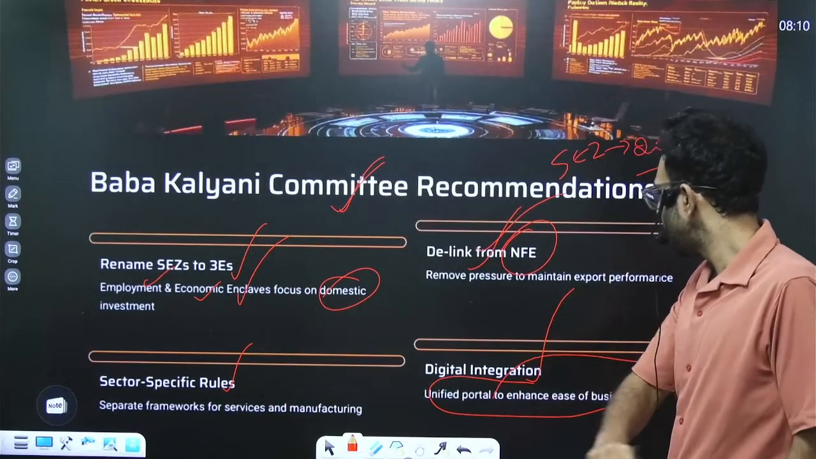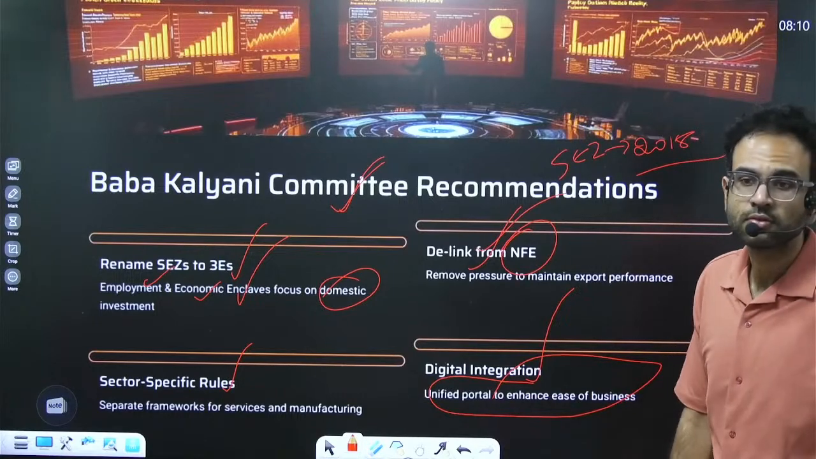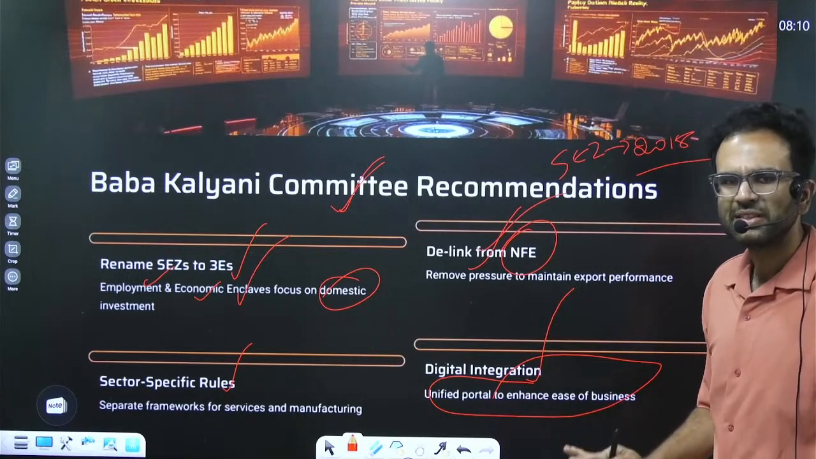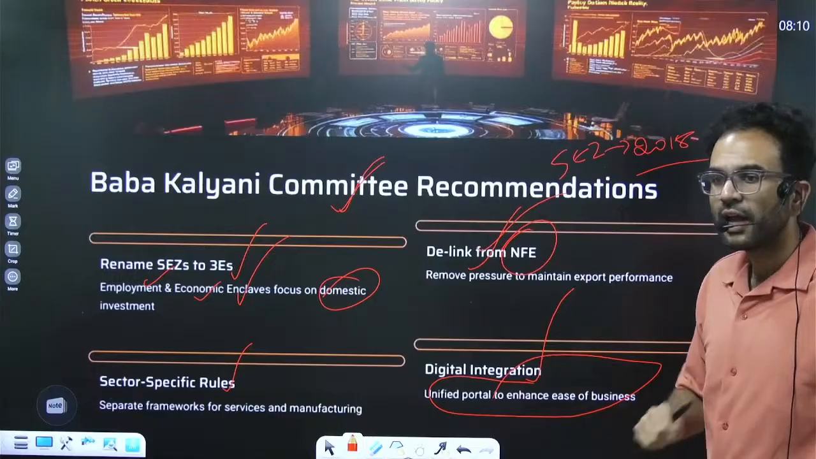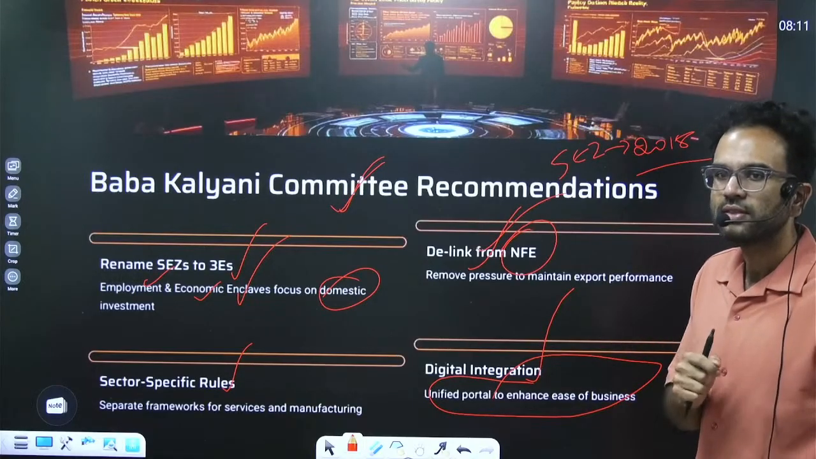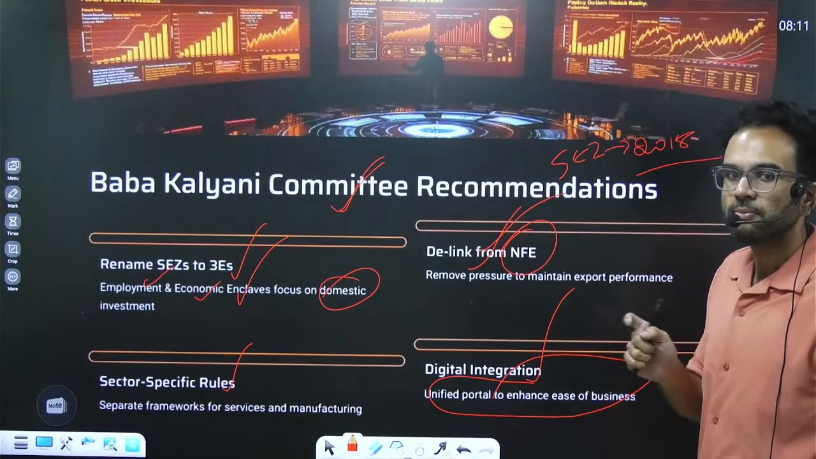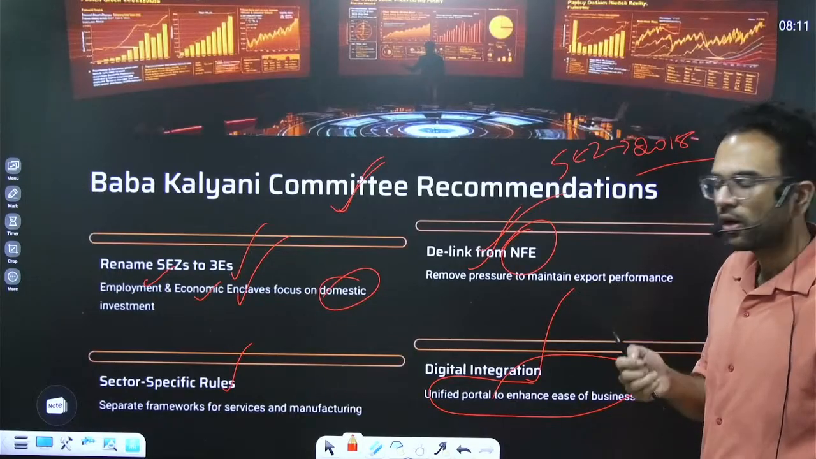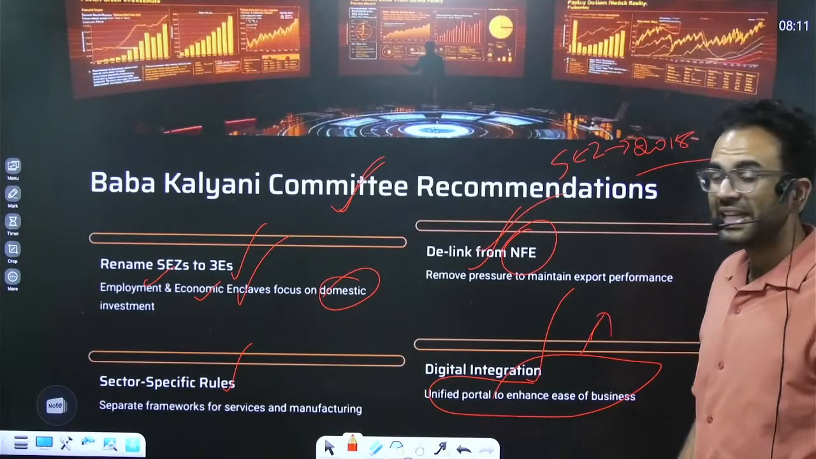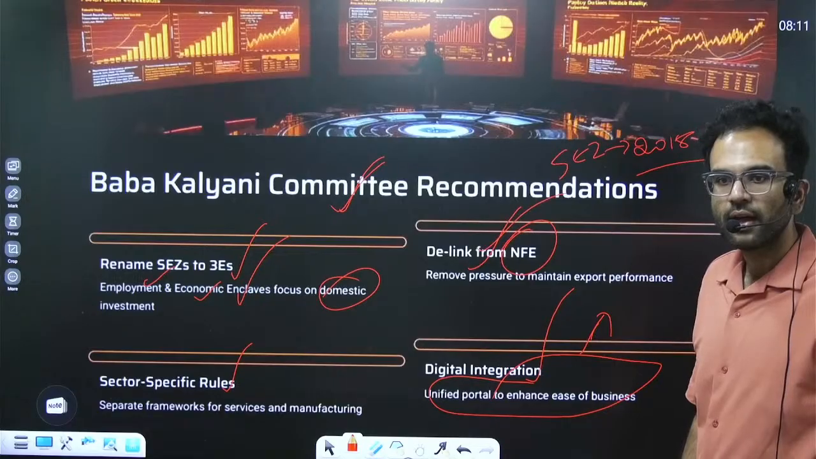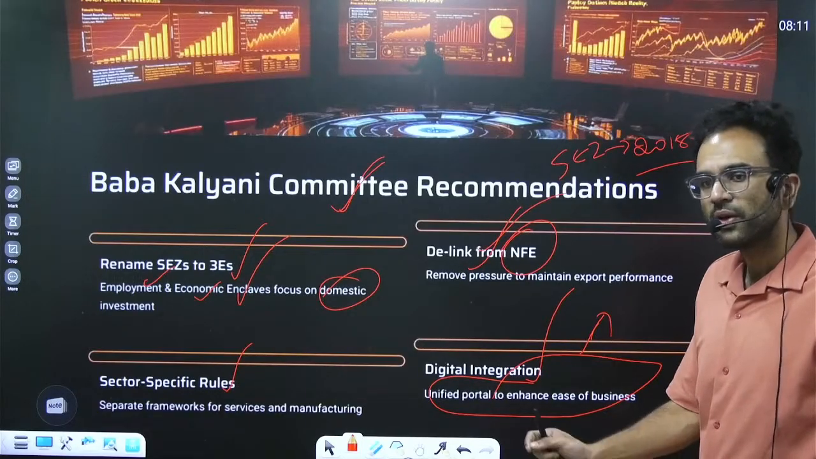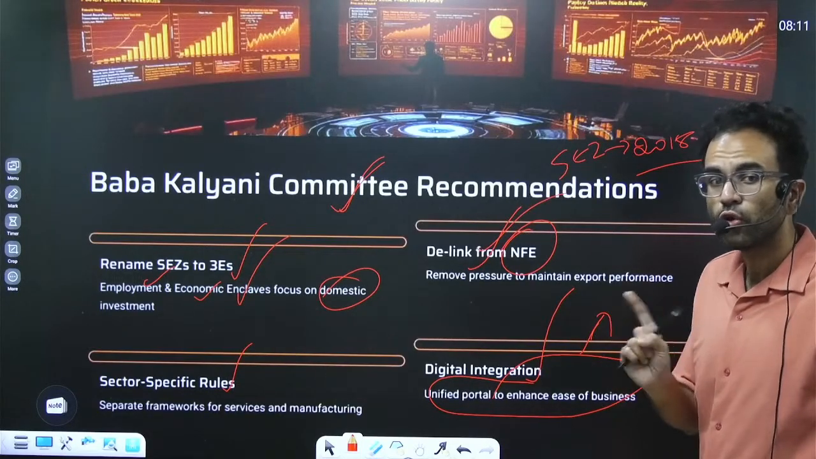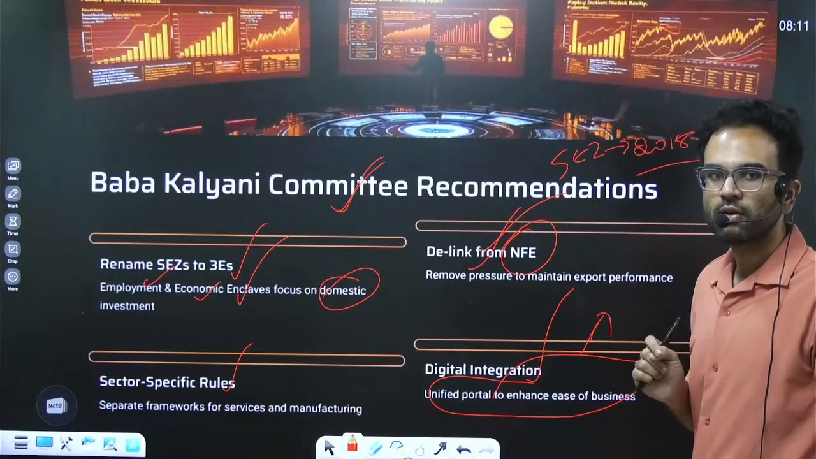Digital integration. A unified portal to enhance ease of business. It's easy to tell, but enforcement at the ground level is lacking because of multiple stakeholders getting involved. So in a digital India era, you need to digitize it with minimal human intervention. I'm not saying no human intervention, minimal human intervention.